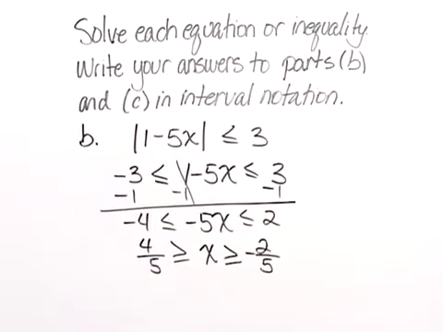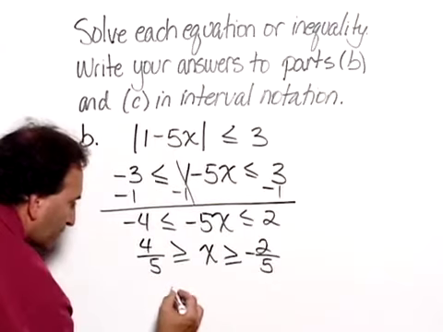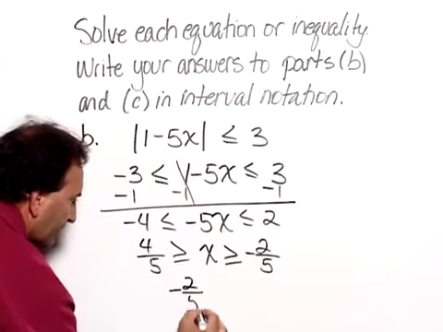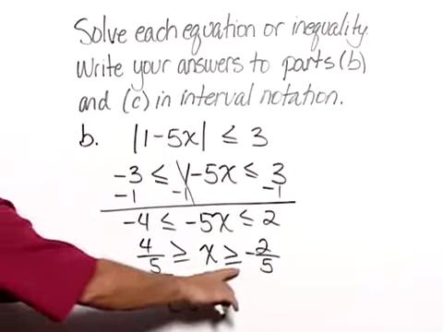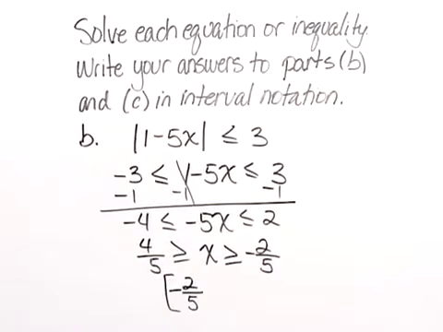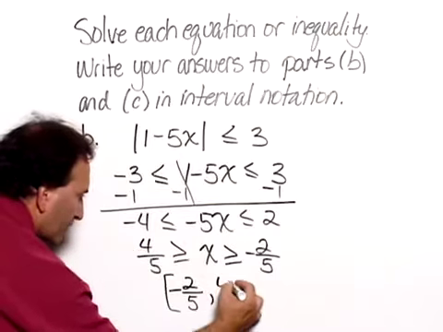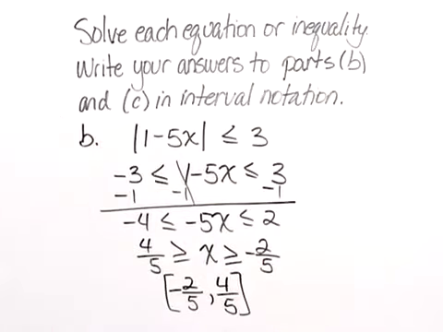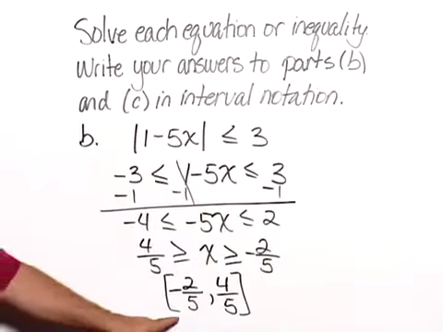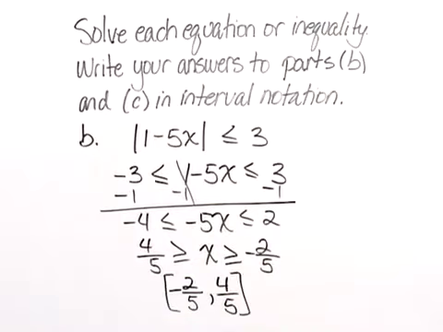We need to write that answer in interval notation. So again, reading it backwards, we start at negative 2/5, and we include that because of the equal to part of the inequality. Comma, it goes up through and includes 4/5, again, because of the equality part of the inequality. So our answer, negative 2/5 to 4/5, including both endpoints.